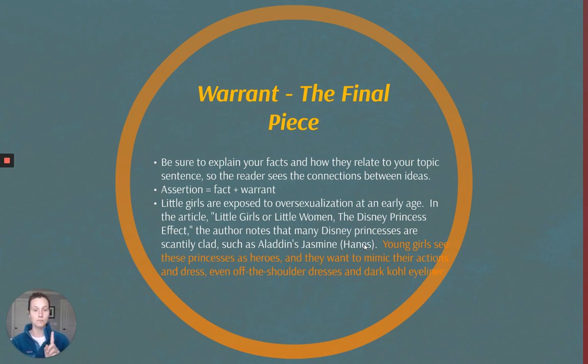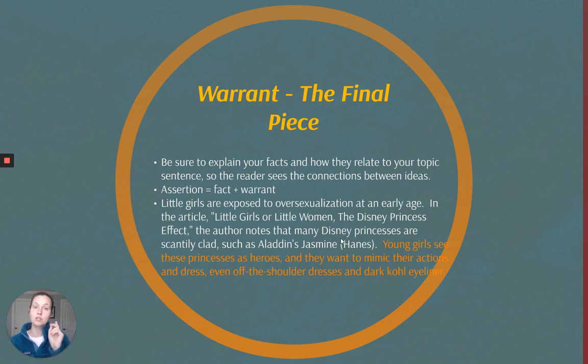But there's one more thing I need to do, and that is I need to make a connection between my topic sentence or what I'm proving and my fact. How does the fact that Jasmine is dressed the way she's dressed prove that little girls are exposed to over-sexualization at an early age? So what is the connection between those two things? That's your job as the writer.